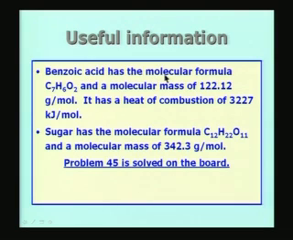Benzoic acid has the molecular formula C7H6O2 and a molecular mass of 122.12 grams per mole, and it has a heat of combustion of 3227 kilojoules per mole. This is known from literature. This is supposed to be accurately known. The case of sugar, which is the one which I am going to burn in the second experiment, it has a molecular formula C12H22O11 and a molecular mass of 342.3 grams per mole. These will be useful for solving the problem. Of course, the problem will be solved on the board.